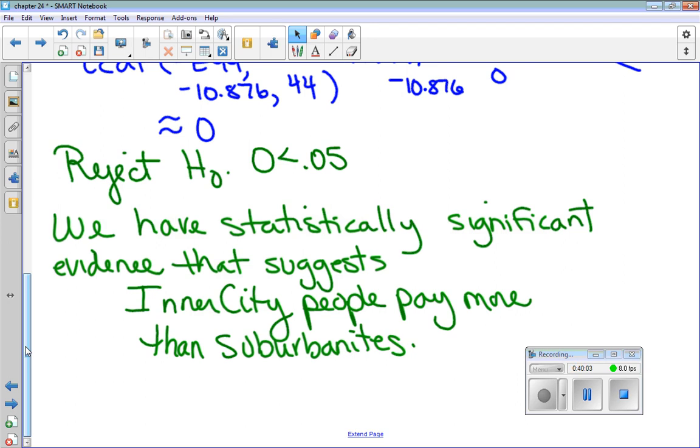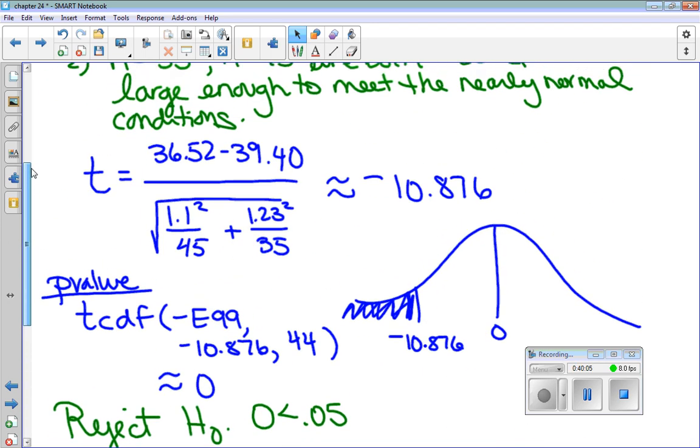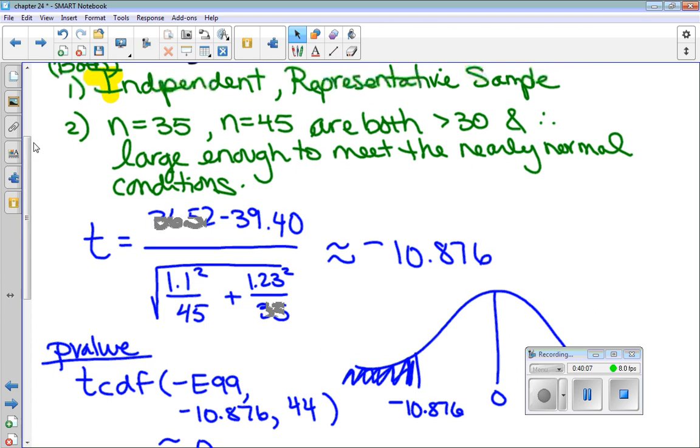All right. Picture is important. Conclusion and context is important. Our test statistic is important. We graphed it. We feel good.